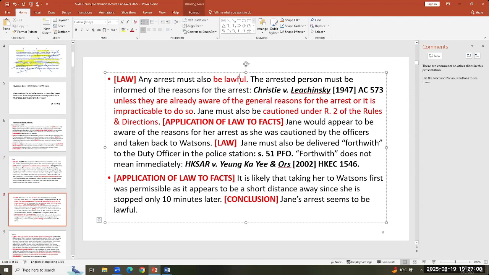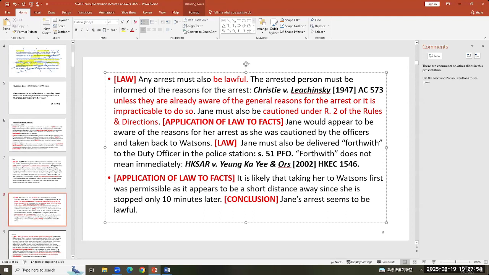But we've also got, related to the arrest, remember, some general principles. So she has to be informed of the reasons for her arrest, Christian Lichinsky, unless she's already aware of the general reasons or it's impractical to do so. And she has to be cautioned. So she would appear to be aware of the reasons for her arrest because she was cautioned by the officers and taken back to the store. She has to be delivered forthwith to the police station, but that doesn't mean immediately. So now applying the law to the facts, likely it's permissible because it's just a short distance away from where she is arrested. So it appears that her arrest is lawful because she would be informed of the reasons for her arrest if she's been cautioned under Rule 2.